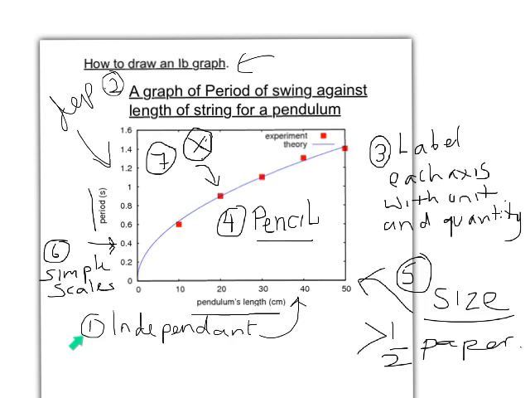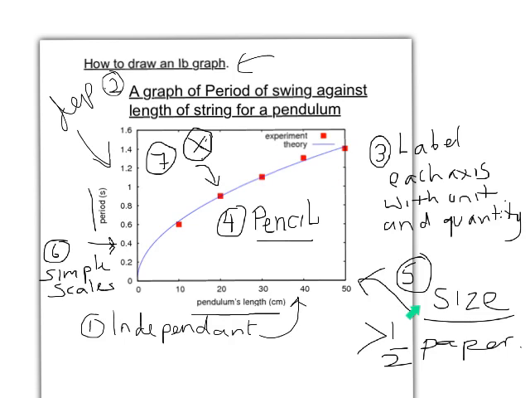Number 1, independent variable on the x-axis, dependent variable on the y-axis. Number 2, always have a title for your graph. Number 3, label each axis with a unit and a quantity. Number 4, always use a pencil to plot your points.